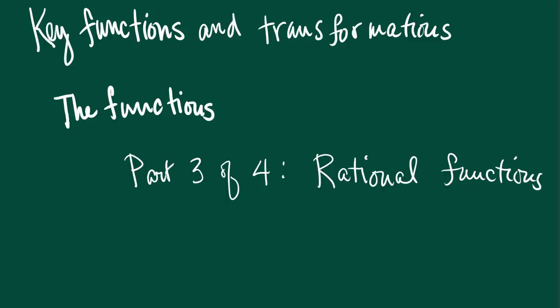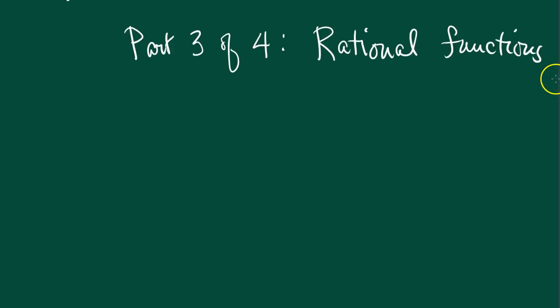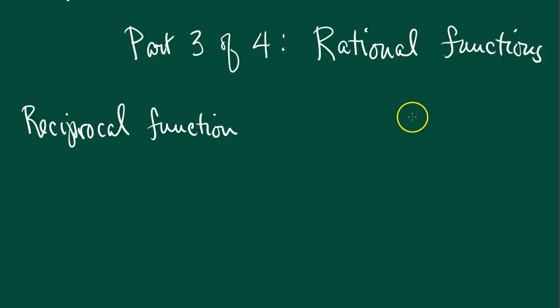Our next pair of key functions come from the group of functions called rational functions. We'll have a lot more to say about rational functions when we are in our next chapter, but for now we just want to wave at a couple of them. The first one is called the reciprocal function. Looks like this.